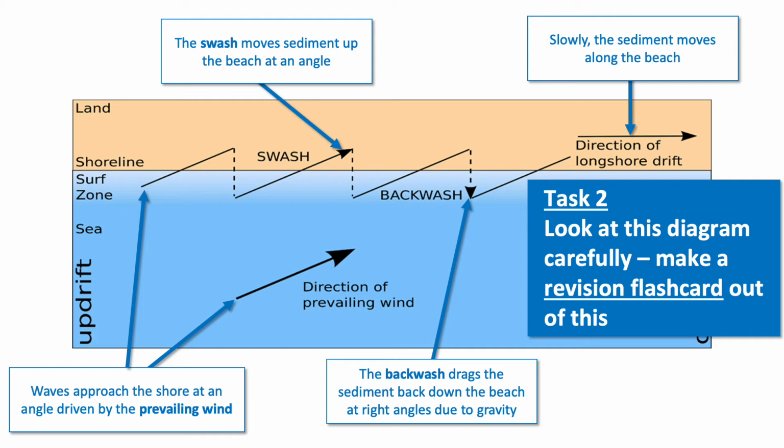Over time, that net movement is that sediment moves along the beach. You'll hear me saying net a lot, so it means overall. So the overall movement over time is that sediment moves along the beach. And there's an arrow there indicating the overall direction of longshore drift. Now, longshore drift is a process of transportation. So make your revision resource out of this slide.